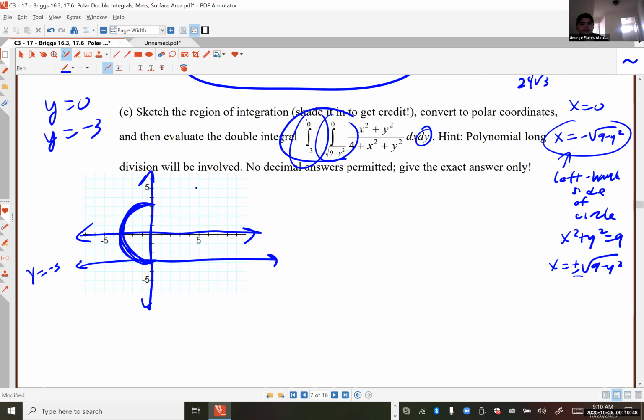It has to be bounded by all four of these equations, all four of these fences. A slice of the circle in the third quadrant. Good, just this right here. Very nice. There's your region R of integration.